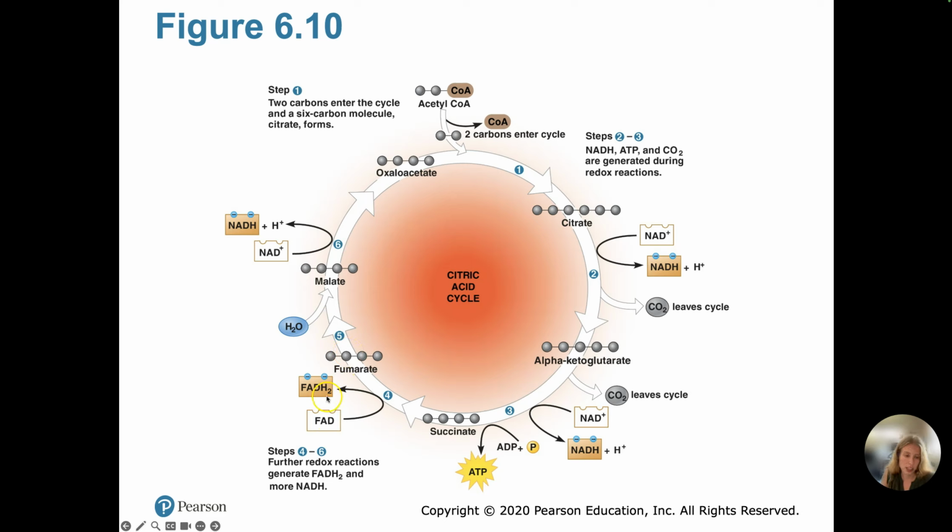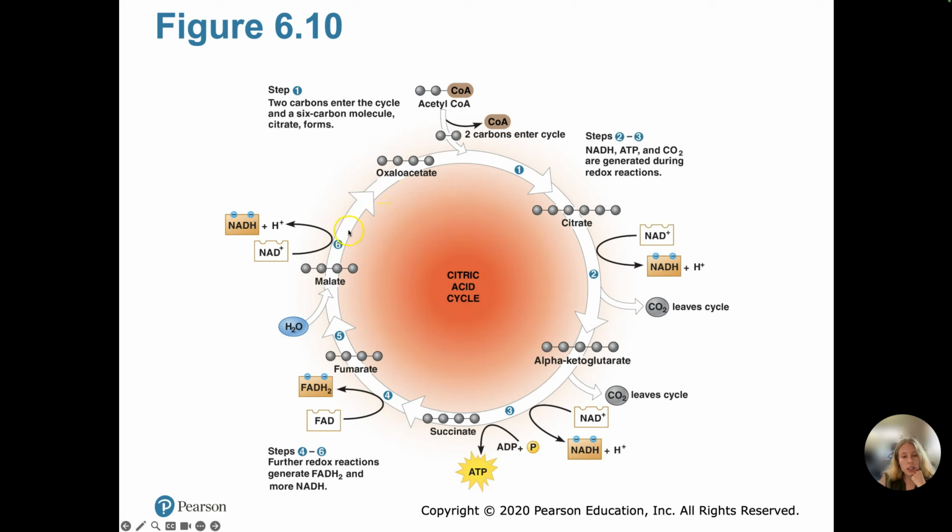FAD is reduced to FADH2 just once, and succinate becomes fumarate. Water is added in right here, and then malate becomes oxaloacetate. As malate becomes oxaloacetate, NAD+ is reduced to NADH. So we can see in total we have 1, 2, 3 NADHs produced per turn of the citric acid cycle, 1 FADH2 produced, and 1 ADP phosphorylated to ATP.